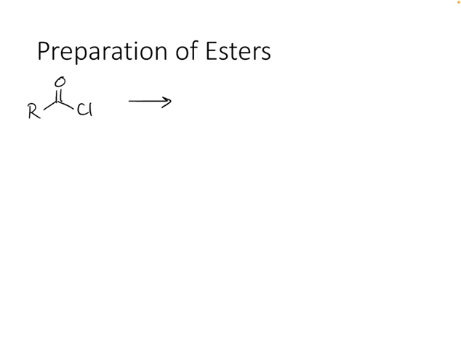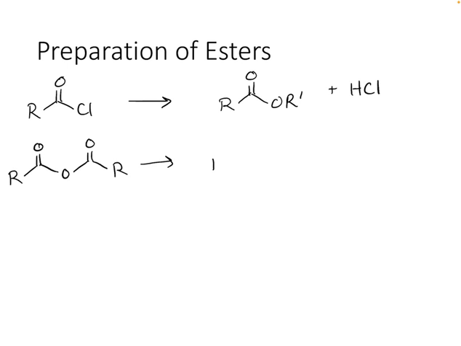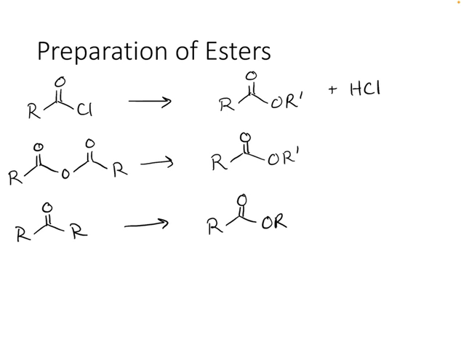So you can start with an acid halide and end up with your ester. In this reaction, you do have a byproduct of hydrochloric acid. In another reaction, you can use an acid anhydride to create an ester. You could also start with a ketone. Or a carboxylic acid.